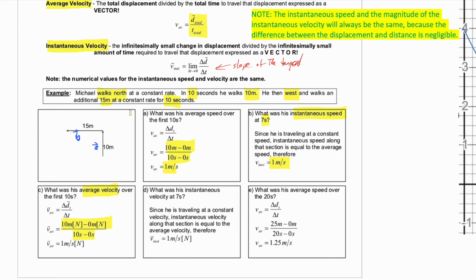Let's go back here. We're not talking about section B yet. Got a little ahead of myself. Sorry about that. So we're still talking about section A there. Let's get back to it. So the instantaneous speed, 1 meter per second. Sorry, now we've got to talk about the average velocity.